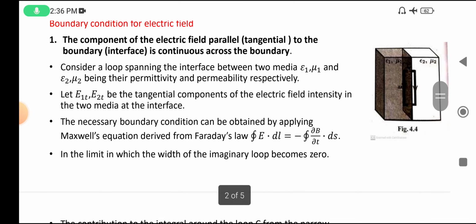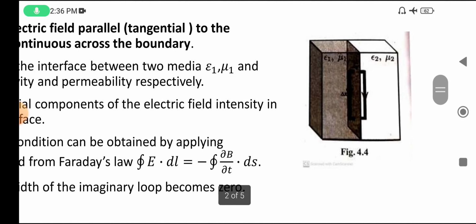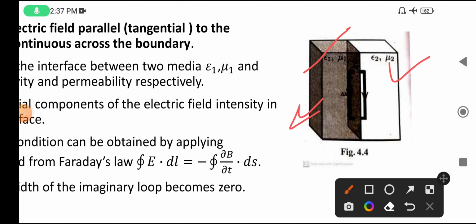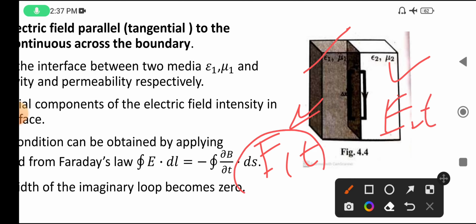Here E1t and E2t mean the two tangential electric fields. One belongs to this medium and the other belongs to that medium. So E1t is the tangential electric field for this object, and E2t is the tangential electric field for the other object.